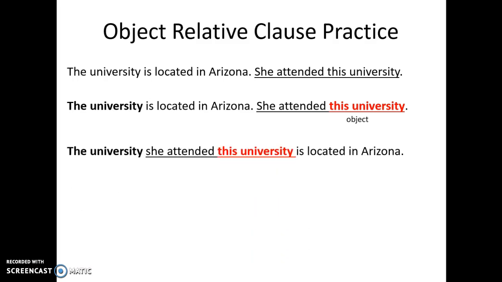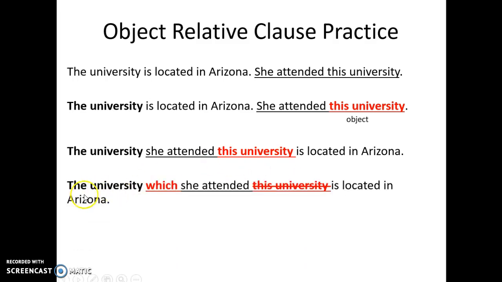So if we combine these sentences, we just start by putting this whole sentence in right after the noun we want to describe, which is the university. We get the university she attended this university is located in Arizona. Of course, this sentence is incorrect. We need to delete the university, replace it with a relative pronoun. So we have the university which she attended is located in Arizona.